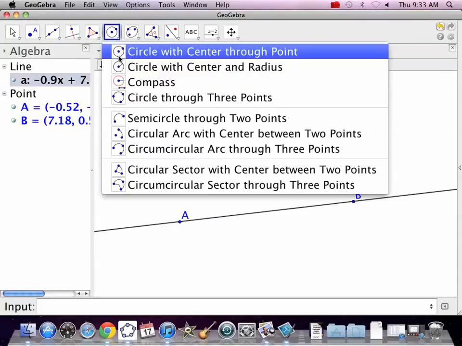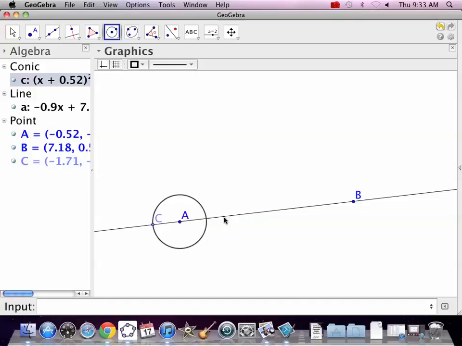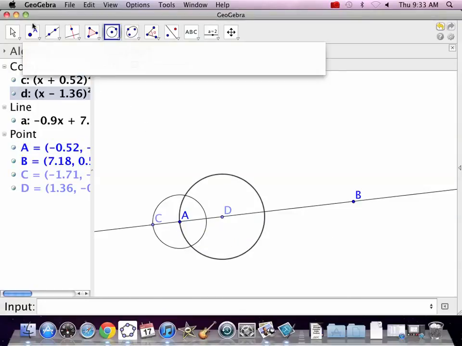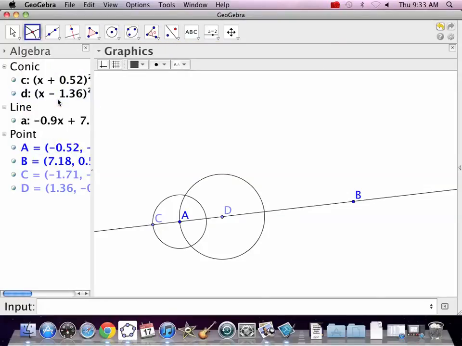So grab a circle, any size circle, doesn't matter, but it has to be on the line AB. Get another circle. It's got to cross. It can be any size. We can just pop it onto A, that's fine. And we need to get the intersection of those two circles. Where do those two circles cross? So get those points. Now draw lines through those.